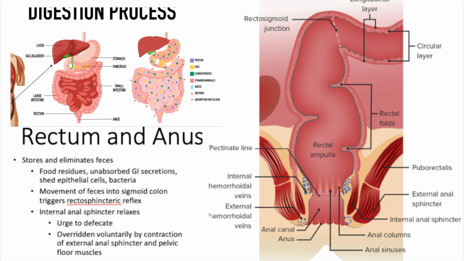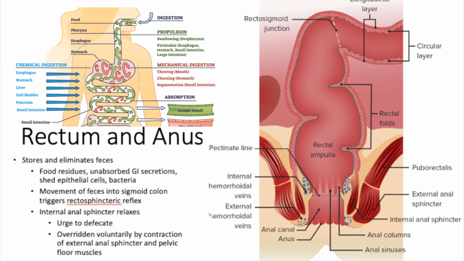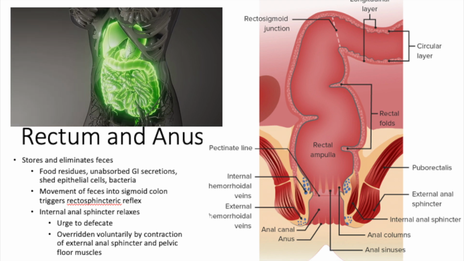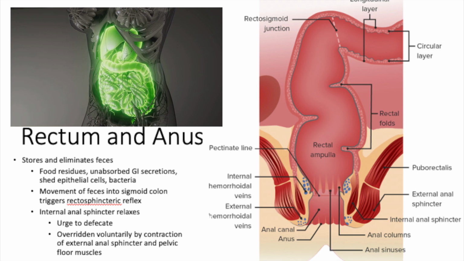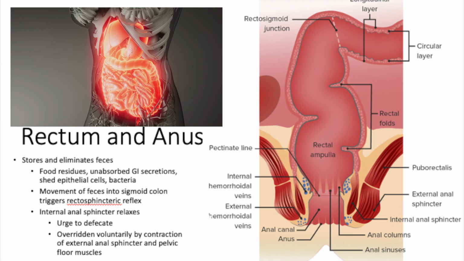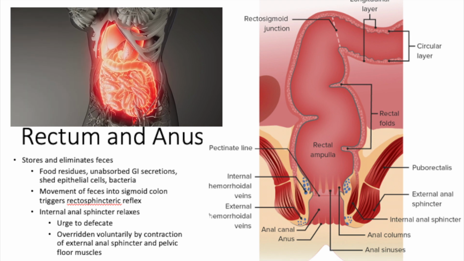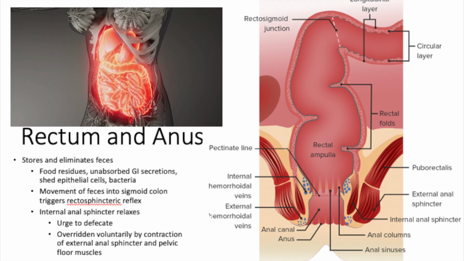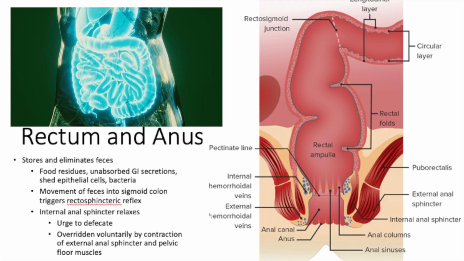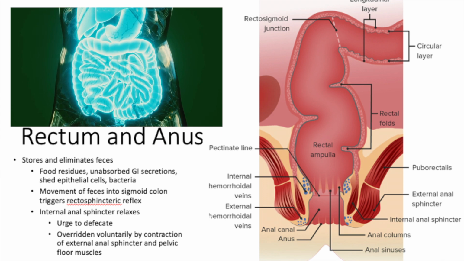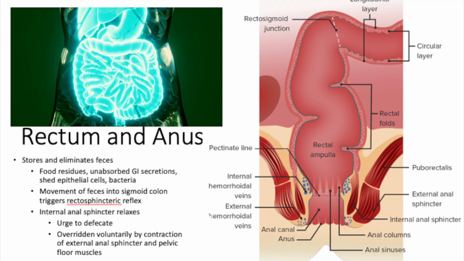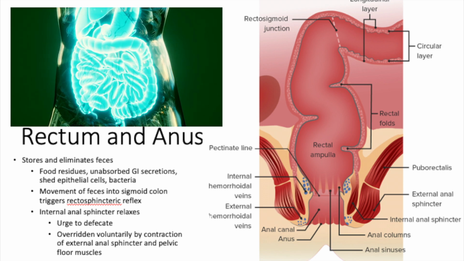Feces is the remaining food residues, unabsorbed GI secretions, shed epithelial cells, and shed bacteria, with some fats and water. Movement of the fecal mass into the sigmoid colon triggers the rectosphincteric reflex, an involuntary relaxation of the internal anal sphincter. The voluntary portion of defecation, which can override the rectosphincteric reflex, is known as the parasympathetic defecation reflex, which prevents passage of stool through the external anal sphincter.